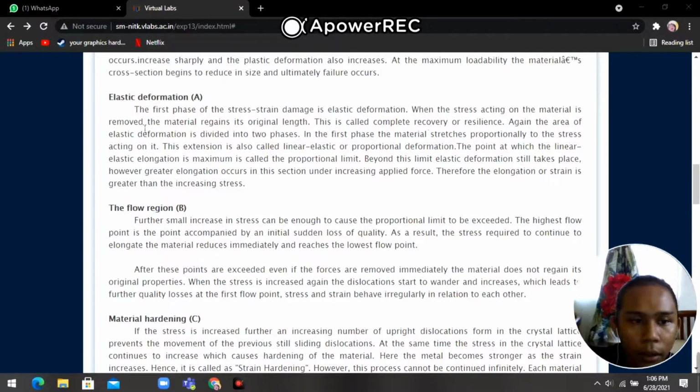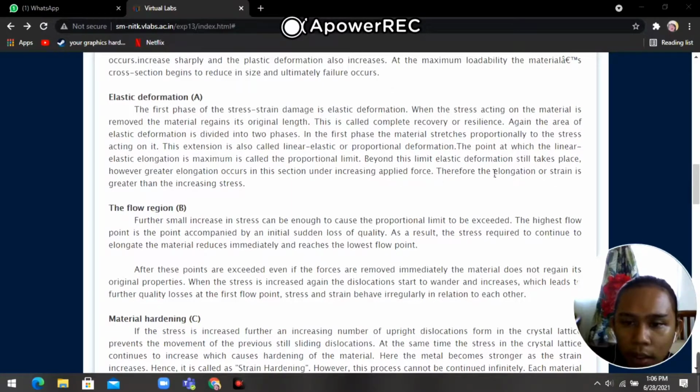Again, the area of elastic deformation is divided into phases. In the first phase, the material stretches proportionally to the stress acting on it. The extension is also called linear elastic or proportional deformation. The point at which the linear elastic elongation is maximum is called the proportional limit.